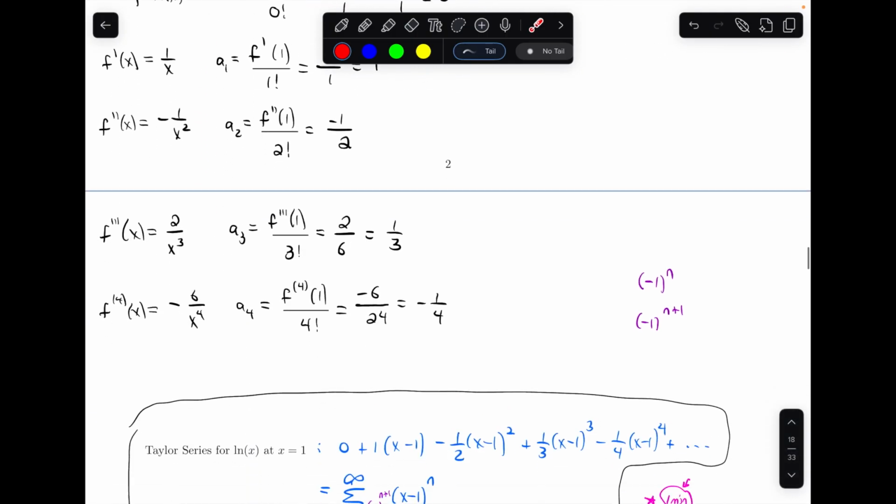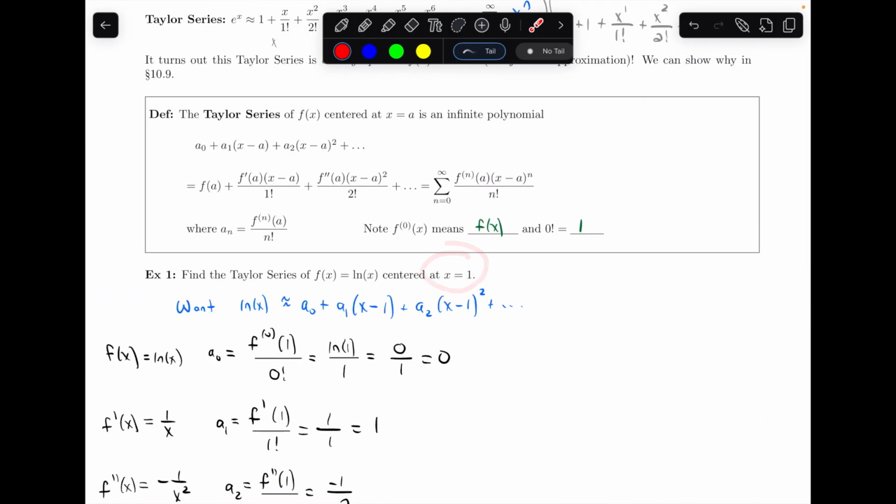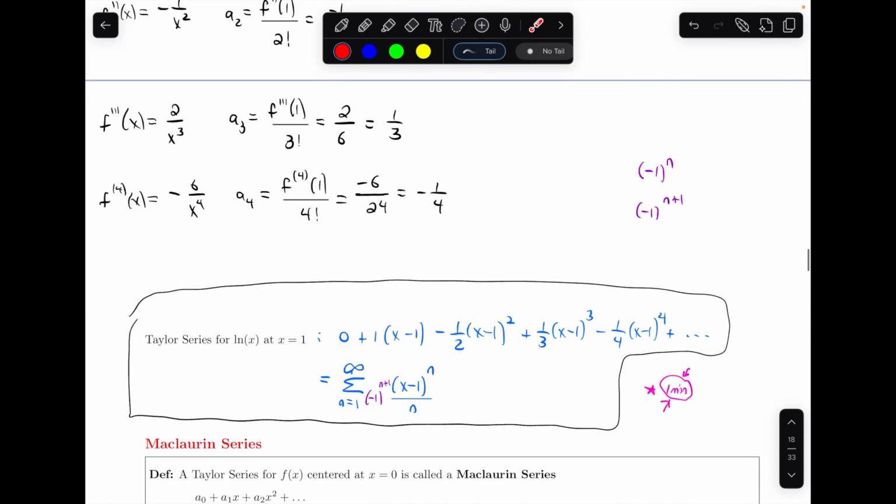We also did an example where it wasn't just centered at 0. That was this natural log one centered at x equals 1. That's why all these coefficients were in front of like x minus 1 to some power. So we had looked at some of these Taylor series examples.